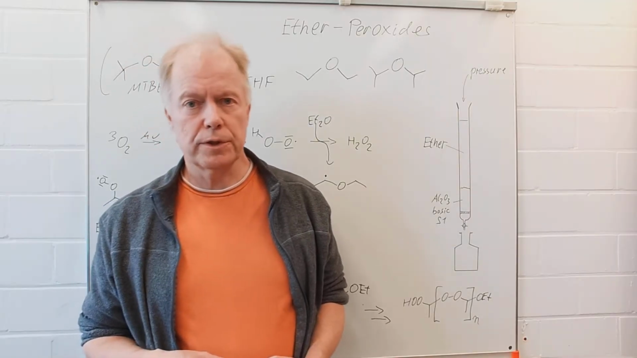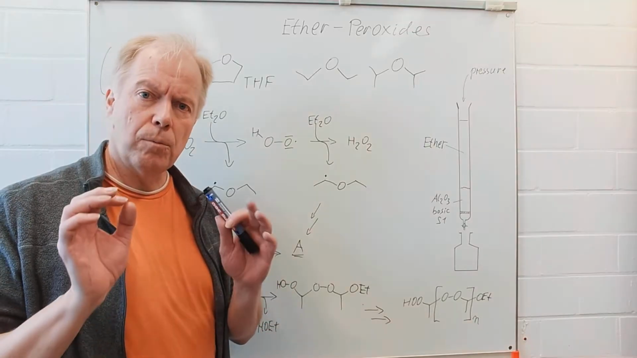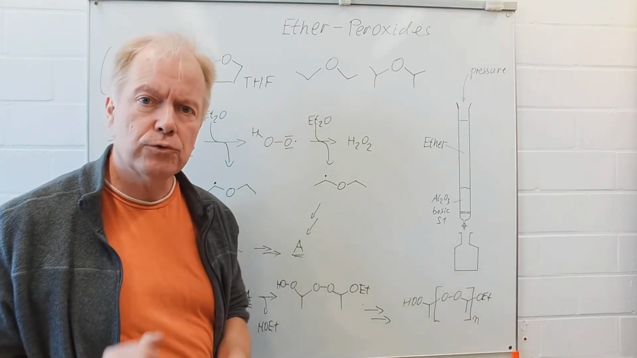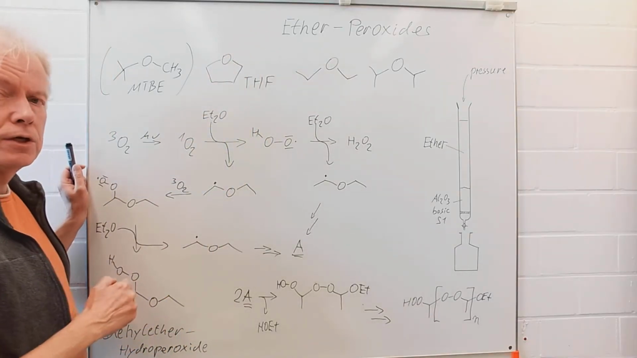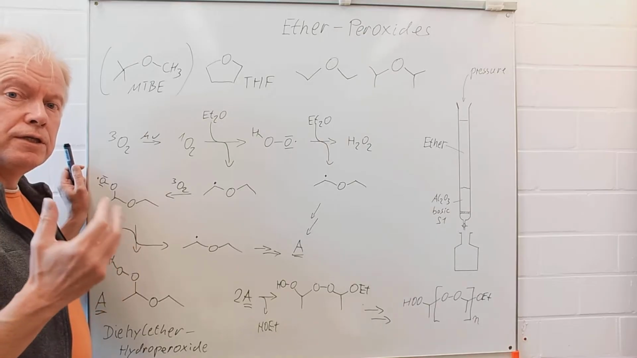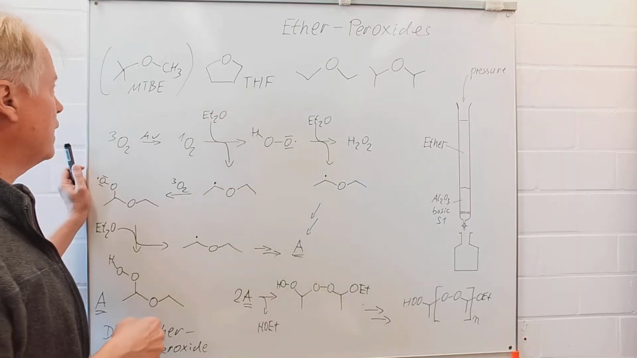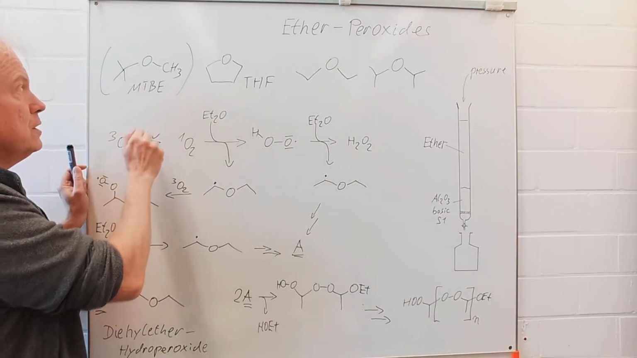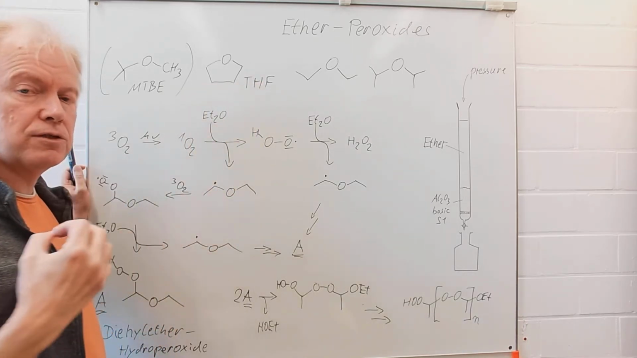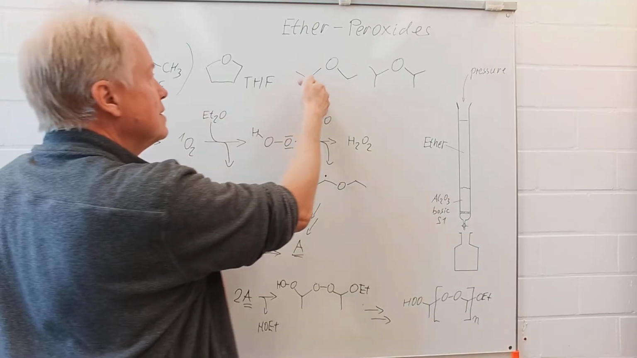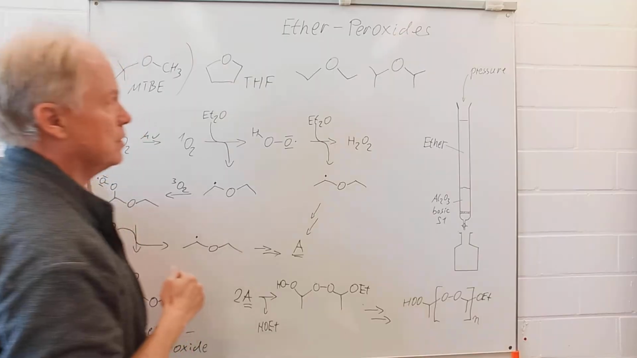In today's tutorial we will have a look at the formation of peroxides, or more precisely hydroperoxides, in ether solvents. Typical ether solvents which are often in use in chemical labs are MTBE, methyl tertiary butyl ether, THF, tetrahydrofuran, diethyl ether, and diisopropyl ether.